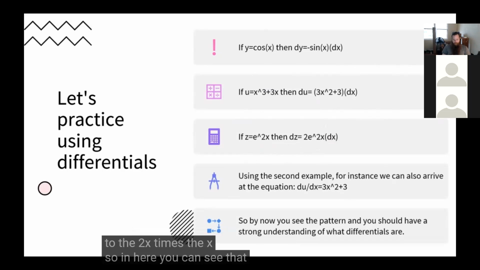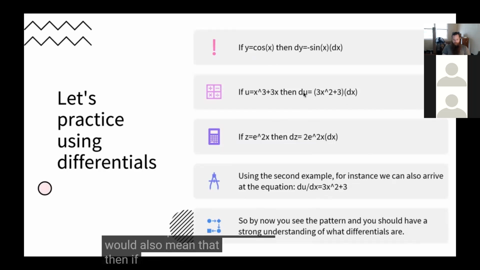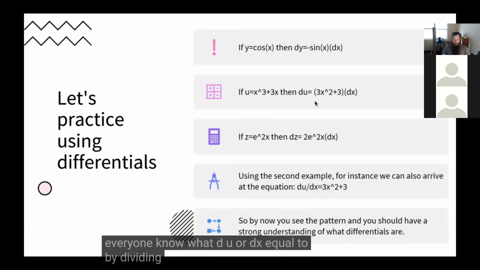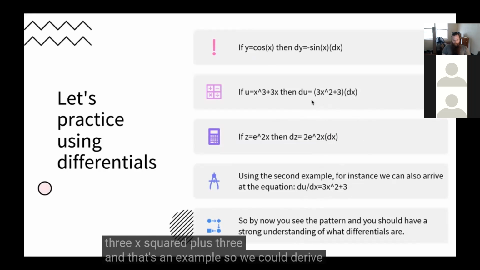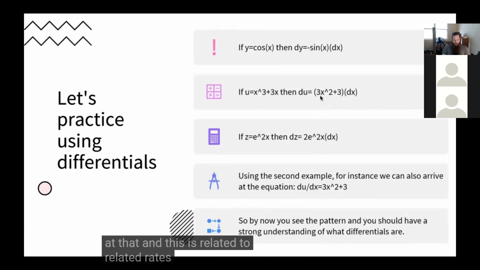So in this example, for instance, if du is equal to this, then that would also mean that if we solve for du over dx, by dividing both sides by dx, we would see that du over dx is equal to 3x squared plus 3. That's an example of how we could derive that. And this is related to related rates, and as you can see, it's also related to linearizations.